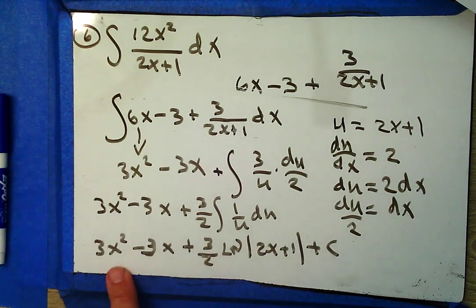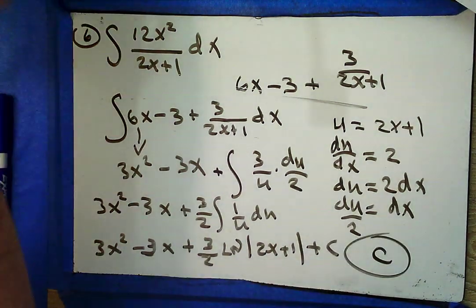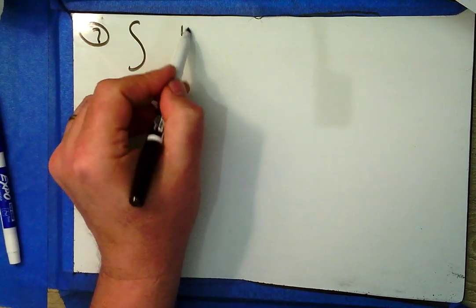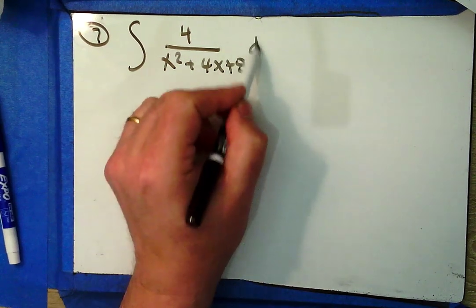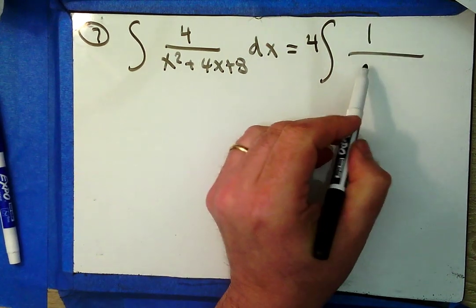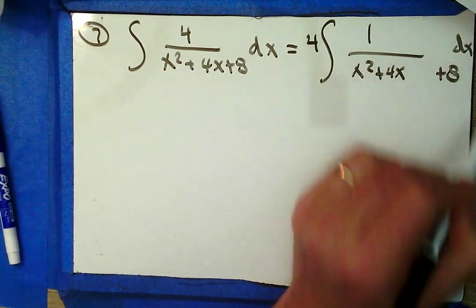This was problem number 6, and it looks like this is choice C for problem number 6. Okay, 7. We've only got 3 more here. 7. We have the integral of 4 over x squared plus 4x plus 8 dx. I like pulling out that constant: 1 over x squared plus 4x plus 8 dx.